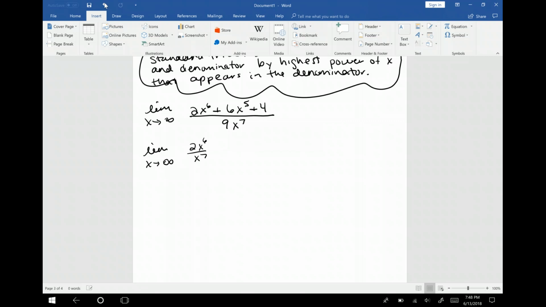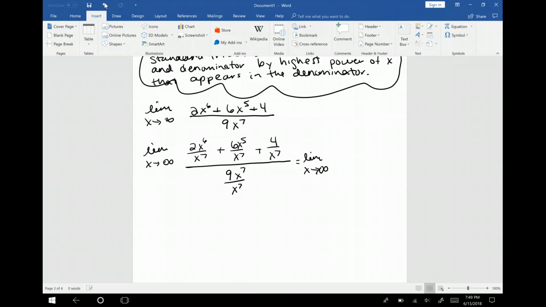So I have 2x to the 6th divided by x to the 7th plus 6x to the 5th divided by x to the 7th plus 4 divided by x to the 7th. That's our numerator, and the denominator is x to the 7th. So everything in the numerator gets divided by x to the 7th, and everything in the denominator gets divided by x to the 7th. Let's simplify then. Limit as x goes to infinity.